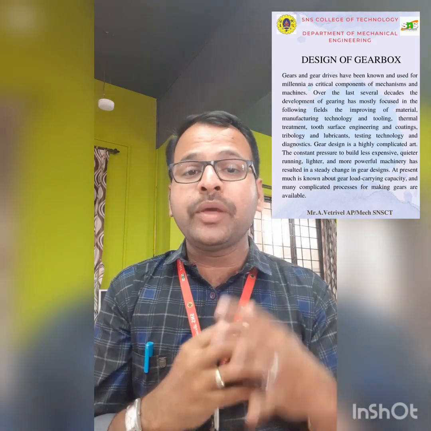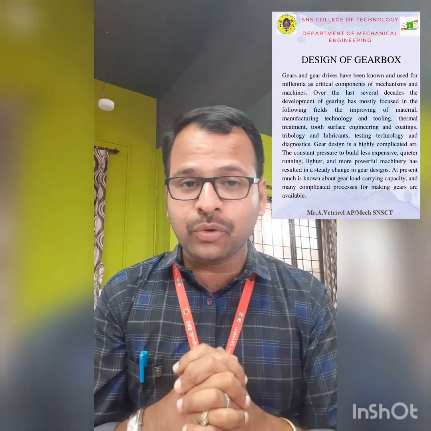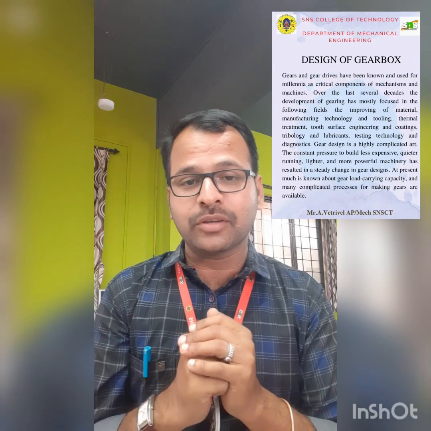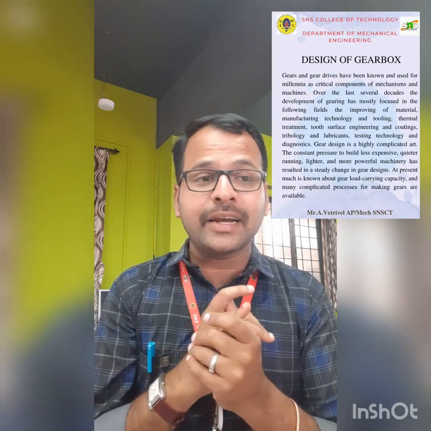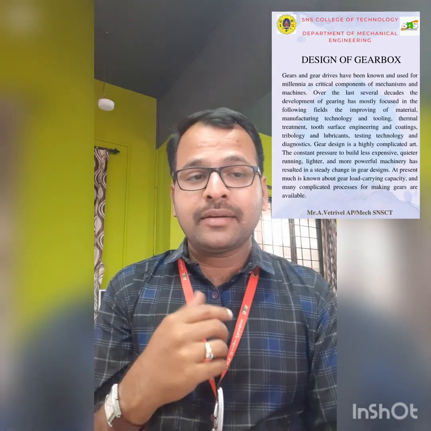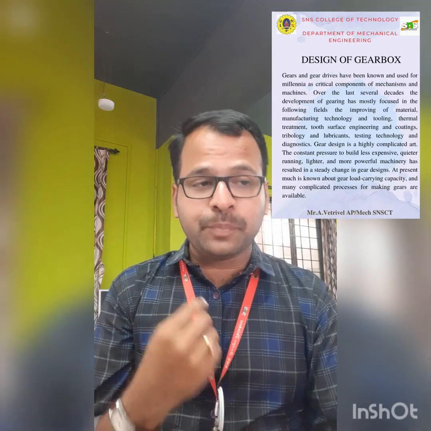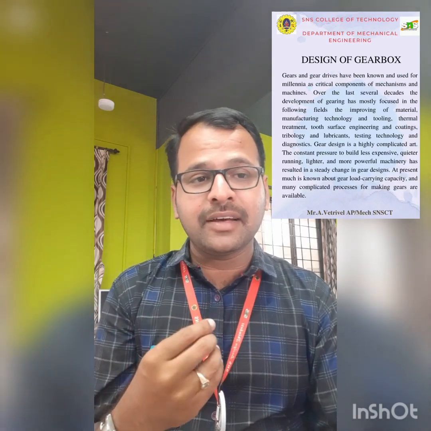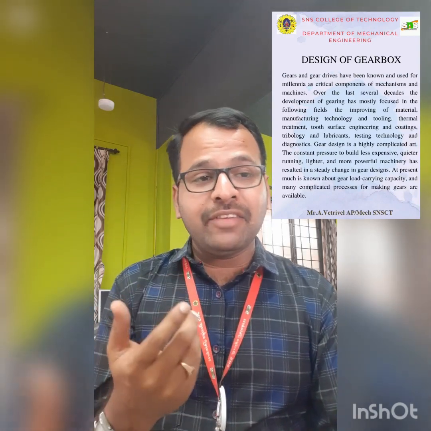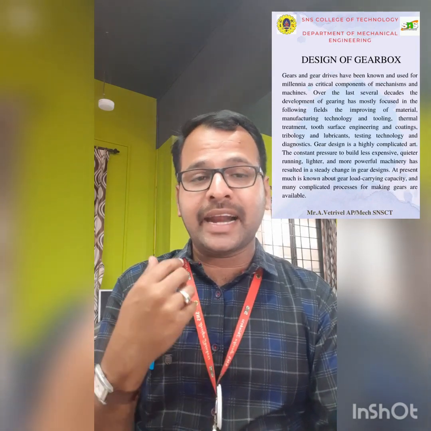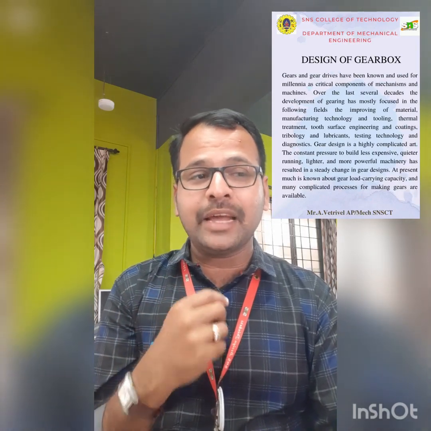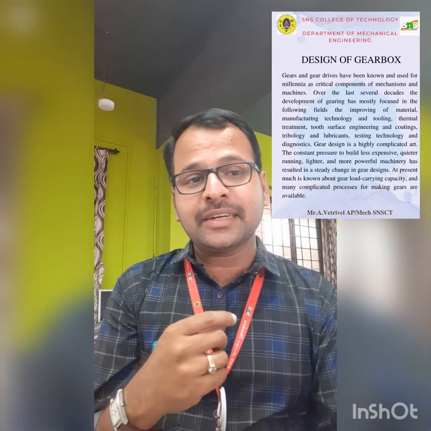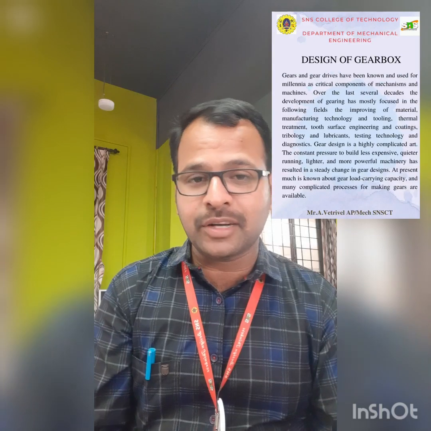Then, how do we calculate the gear ratio while making the design of gearboxes? The gear ratio is calculated by dividing the output speed by the input speed, or else we simply say, dividing the number of teeth on the driven gear by the number of teeth on the driving gear. It is simply called as i is equal to Z2 by Z1.